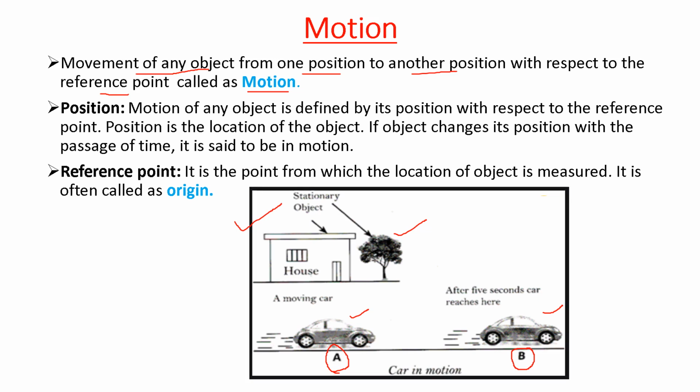Now let's see what position means. Motion of any object is defined by its position with respect to the reference point. This we discussed just now. Now what is the position? Position is actually the location of the object.